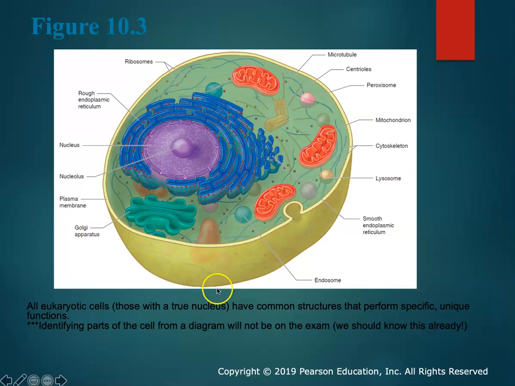Okay, so again, I'm not going to put a cell diagram on your exam and say, can you identify the ribosomes? We should know this. If we don't, that's a problem. You should review that on your own, but you should already be familiar with these different organelles that are labeled here, okay?